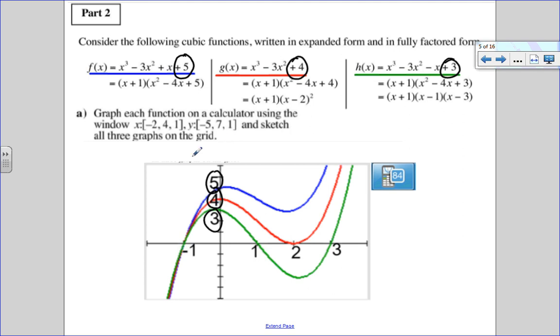And then we can also look at the factors. See how the blue one has two factors? It only has one x-intercept because this is unfactorable. I can't factor that any further. But look at the red graph. See how it has 2 factors? The red graph has 2 x-intercepts. And look at the green graph. It has 3 factors and it has 3 x-intercepts. 1, 2, and 3. Okay, let's look at this in a little bit more detail.